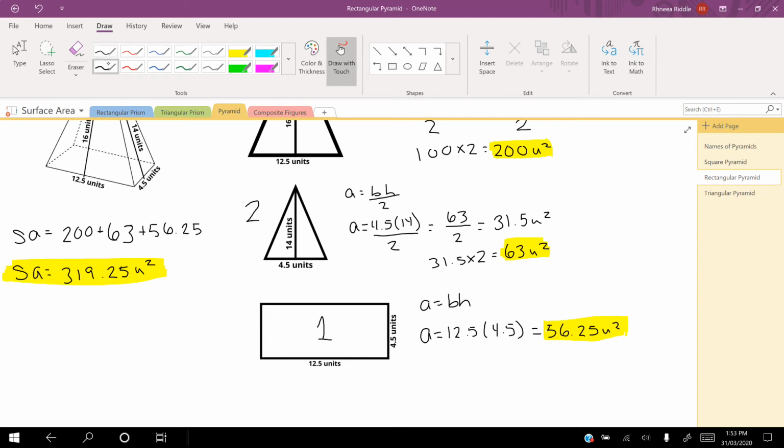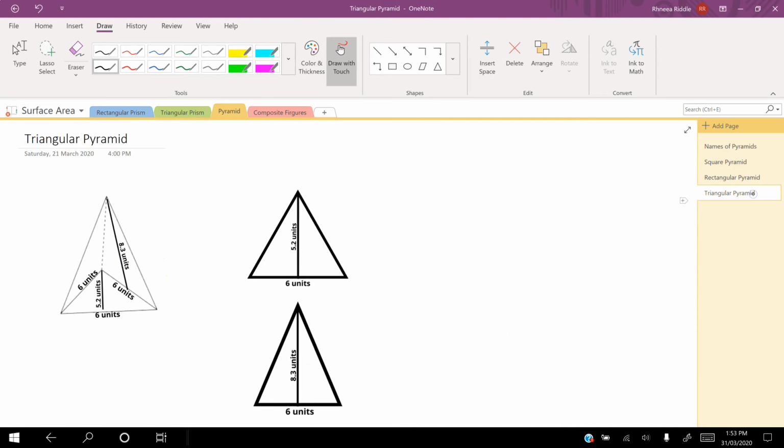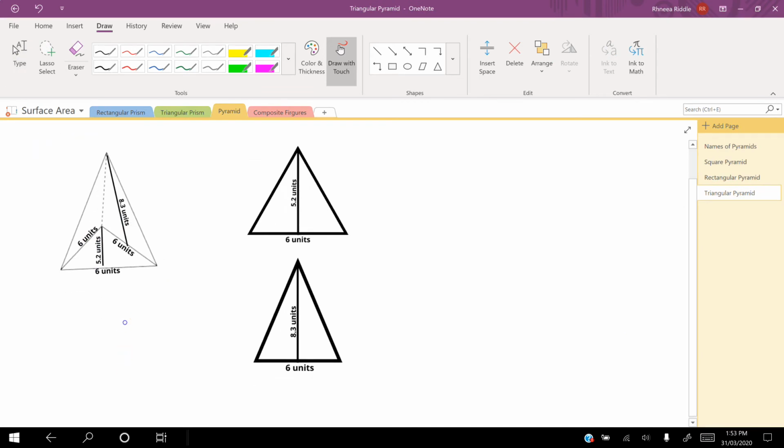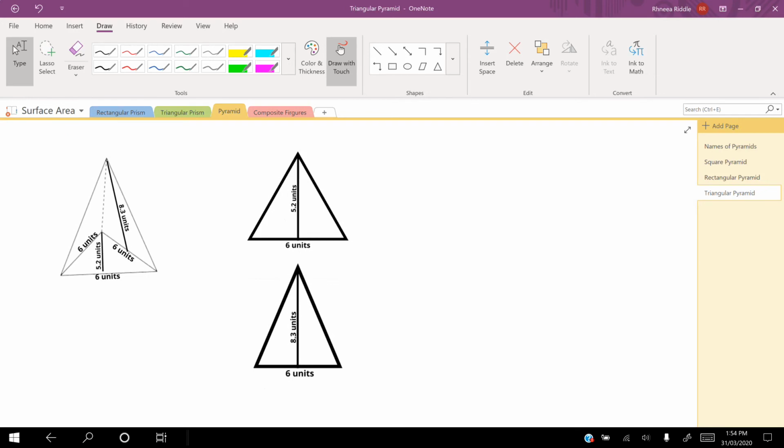So this last one, I want y'all to go ahead and try yourself. This one is a triangular pyramid. So the base of this pyramid is a triangle. And I want you all to try this one out, see if you can do this by yourself using a piece of paper and a pencil, and hopefully the same one that you've been using for all your other notes. So go ahead, pause this video, and try this one out.